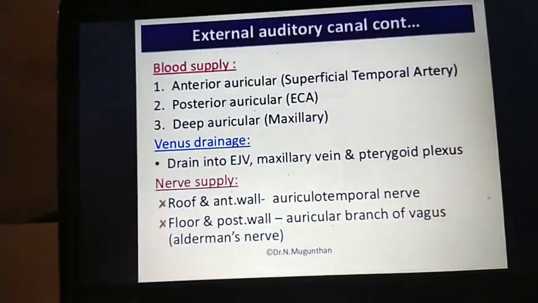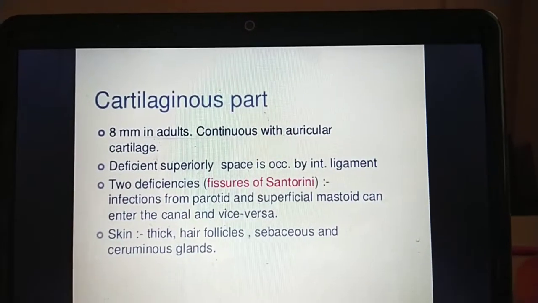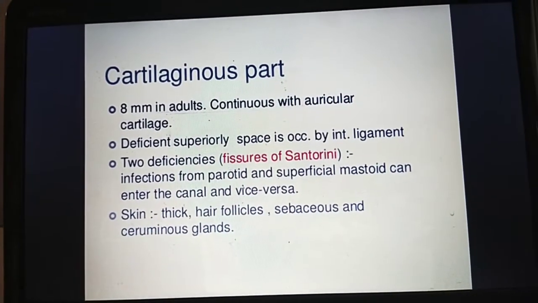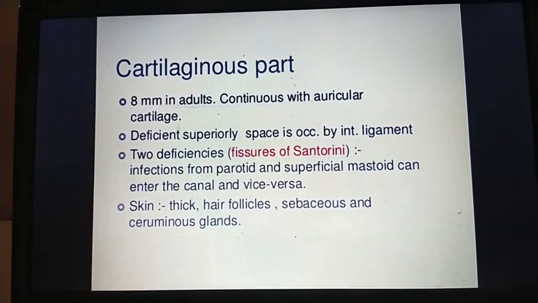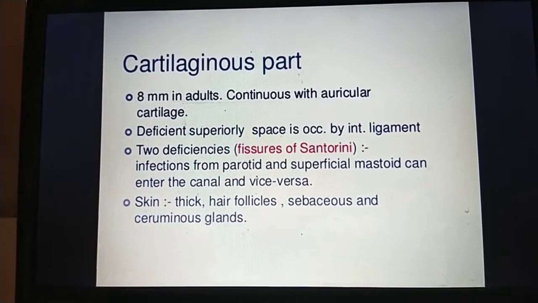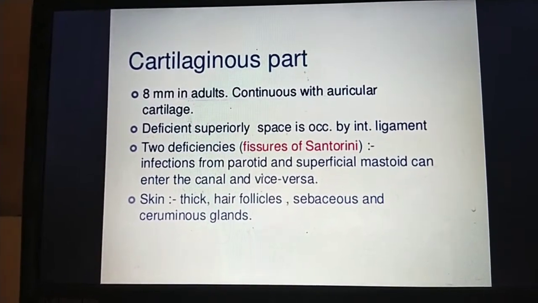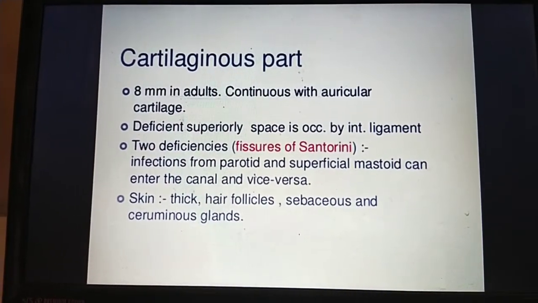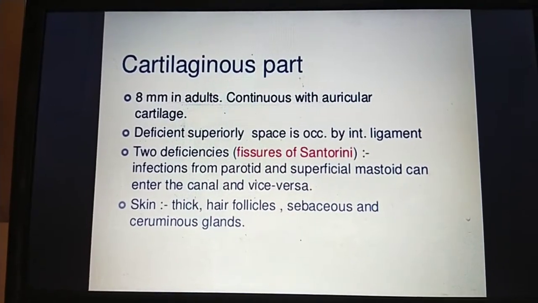Okay, this is about the external auditory canal, its blood supply and nerve supply. We can go for the cartilaginous part. The cartilaginous part of the external ear is 8 mm in adult, continuous with the auricular cartilage, with deficiencies superiorly. Through the deficiencies, infections from the parotid and superficial mastoid can enter the canal and vice versa.